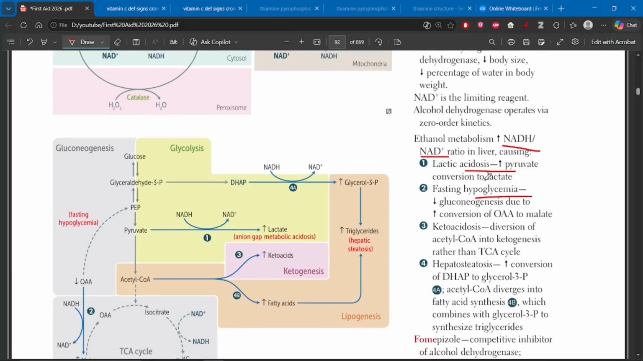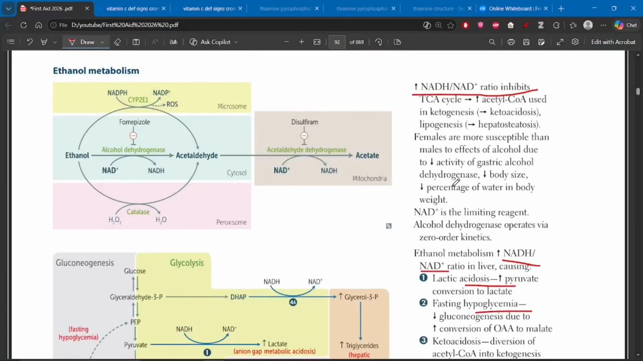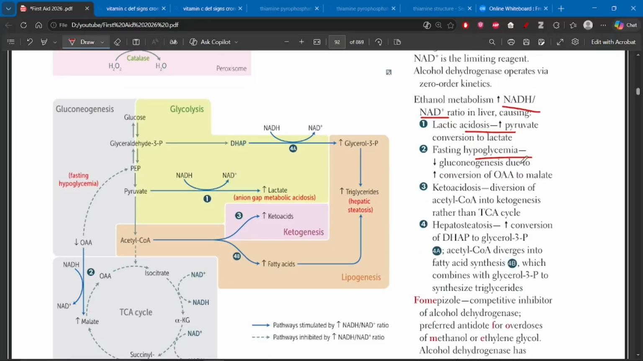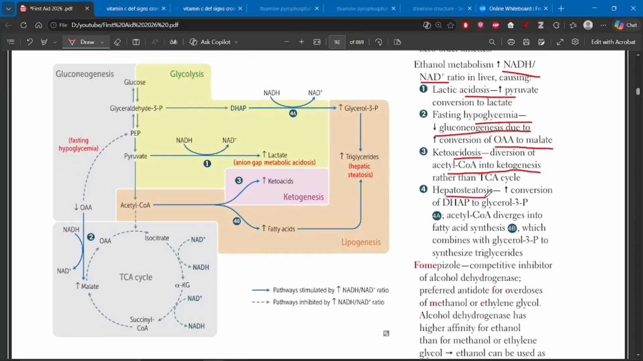This can lead to lactic acidosis because it increases pyruvate conversion to lactate, right? Why can it lead to fasting hypoglycemia? Because it decreases gluconeogenesis due to the increased conversion of oxaloacetate to malate. It can lead to ketoacidosis because again it can divert acetyl CoA into ketogenesis, and it can lead to hepatosteatosis because it can increase the conversion of DHAP to glycerol 3-phosphate.